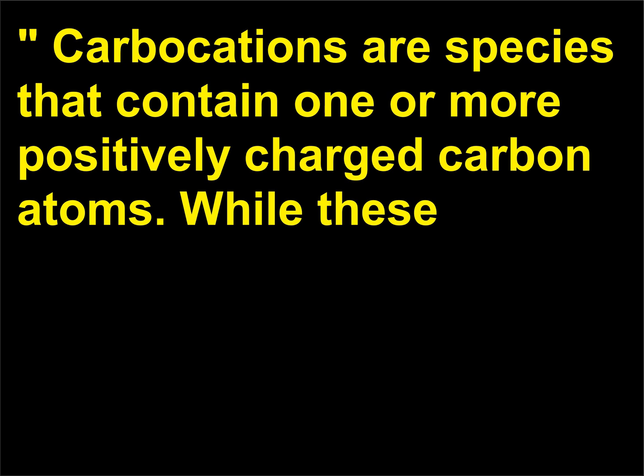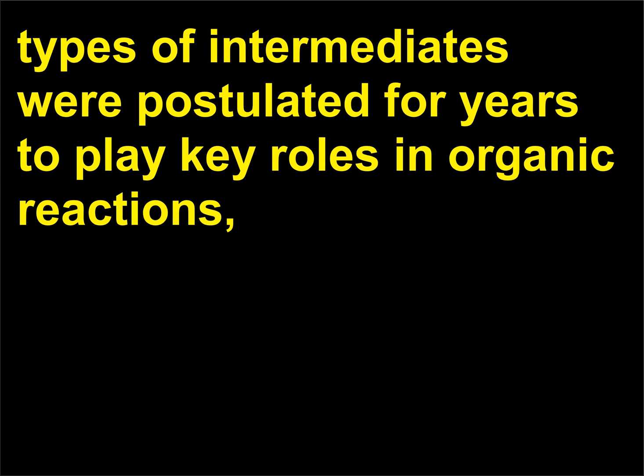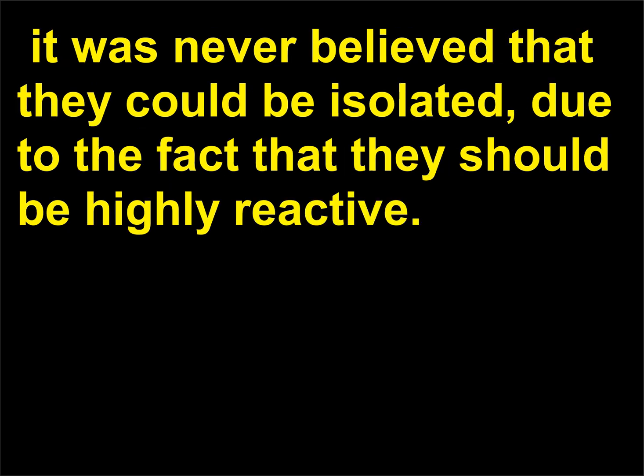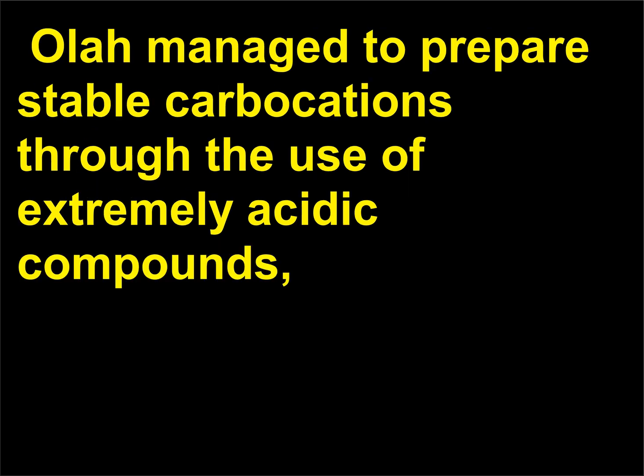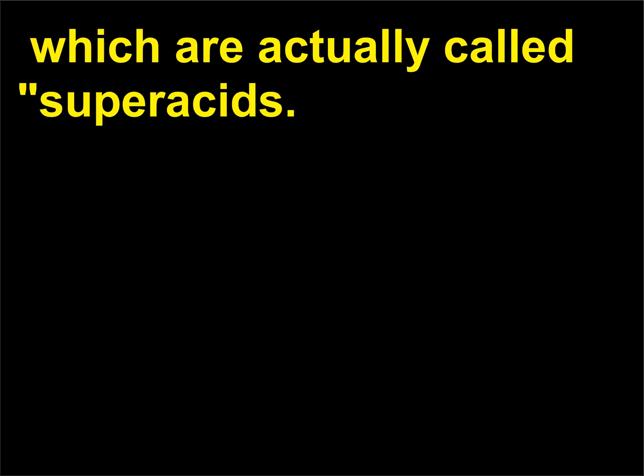While these types of intermediates were postulated for years to play key roles in organic reactions, it was never believed that they could be isolated, due to the fact that they should be highly reactive. Olah managed to prepare stable carbocations through the use of extremely acidic compounds, which are actually called superacids.